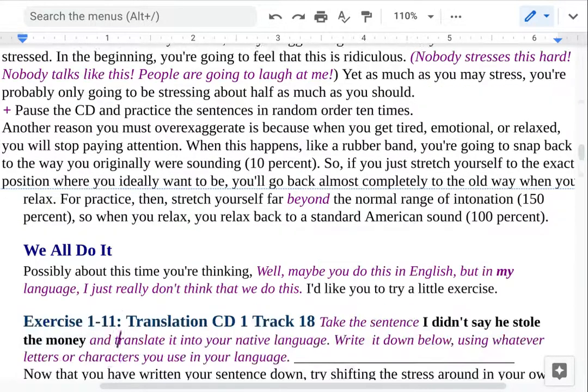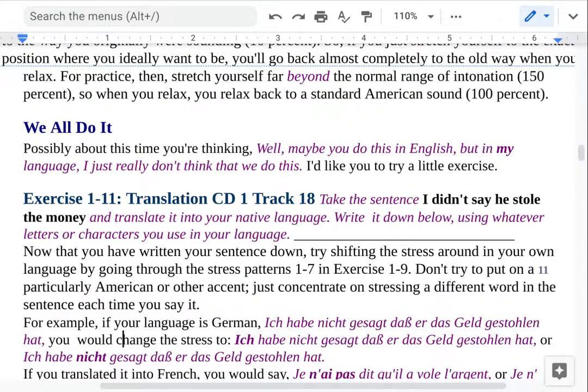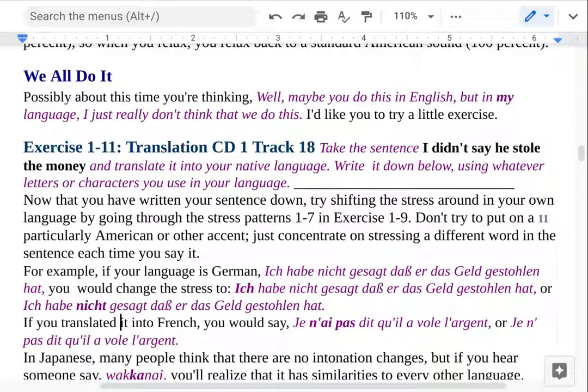We all do it. Possibly about this time you're thinking, well, maybe you do this in English, but in my language, I just really don't think we do this. I'd like you to try a little exercise. Exercise 111, Translation. Take the sentence, I didn't say he stole the money, and translate it into your native language. Write it down below using whatever letters or characters you use in your language.